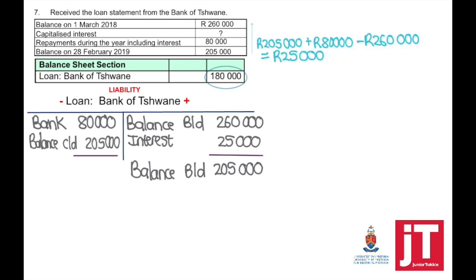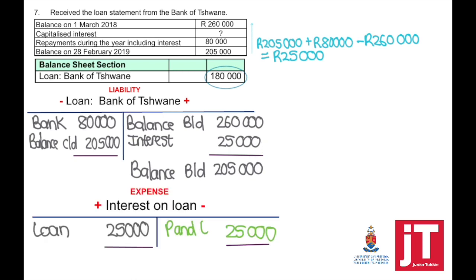If you're doing it without the T account, you basically need to work your way from the bottom to the top. So this means it's opposite calculations. 205,000 plus 80,000 minus the balance in the beginning, and you will get exactly the same answer. Interest on loan is an expense which will be debited. This is closed off to the profit and loss account and will appear in your income statement or statement of comprehensive income.